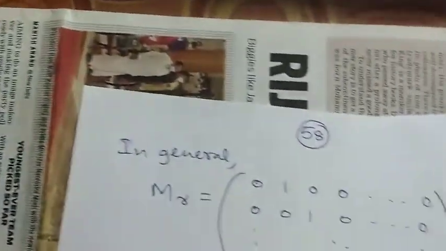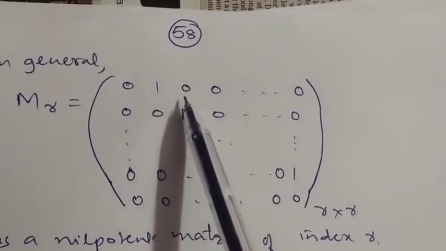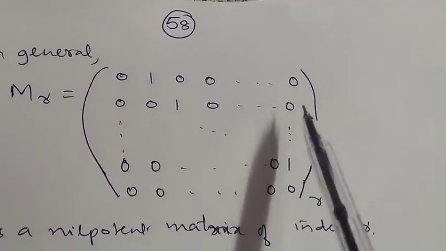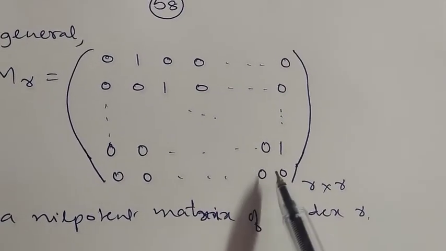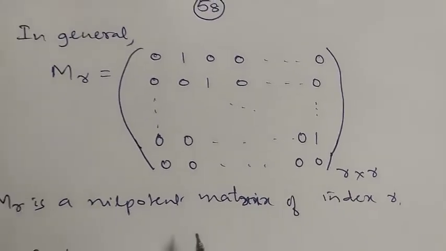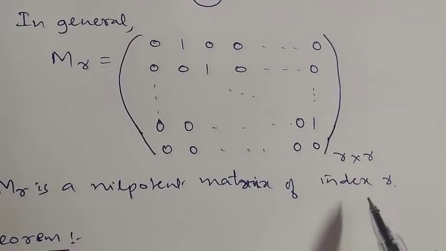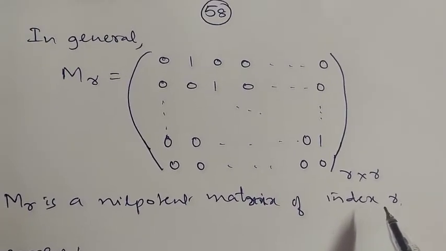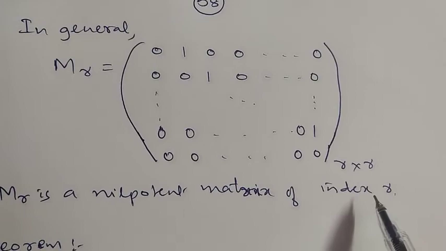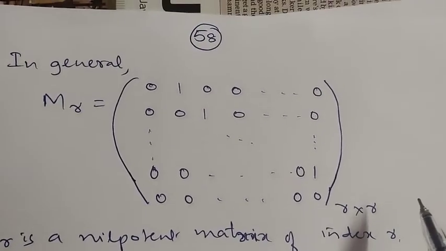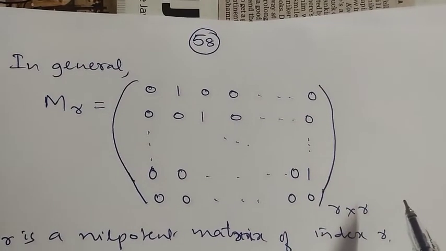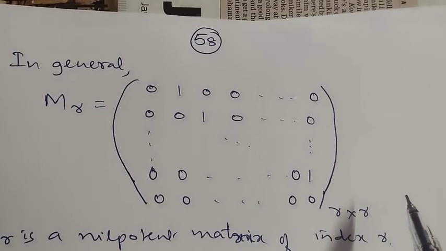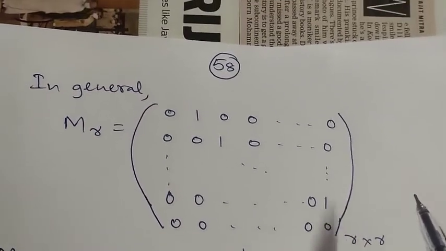Likewise we can generalize this: in general, the matrix Mᵣ has 1s on the superdiagonal, that is, in the last but one column of the last row, and all other entries are zeros. Definitely Mᵣ is a nilpotent matrix of index r. You can verify this. These are called the standard nilpotent matrices. They have very huge applications and importance while proving rational canonical forms, Jordan canonical forms and so on. These are the examples.